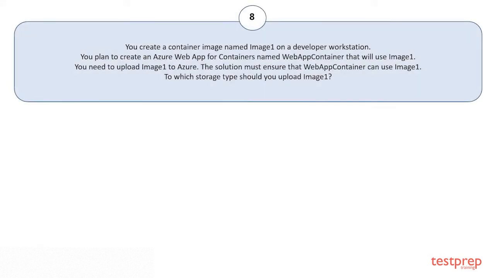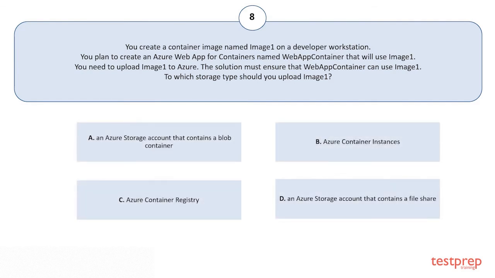You create a container image named Image1 on a developer workstation. You plan to create an Azure web app for containers named Web App Container that will use Image1. You need to upload Image1 to Azure. The solution must ensure that Web App Container can use Image1. To which storage type should you upload Image1? Your options are: A. An Azure storage account that contains a blob container. B. Azure Container Instances. C. Azure Container Registry. D. An Azure storage account that contains a file share. The correct answer is option C.